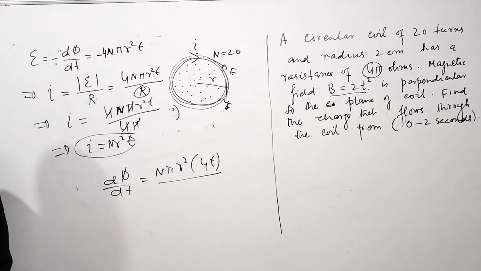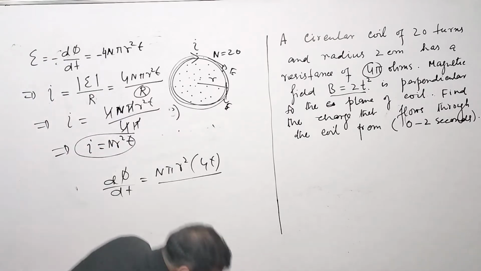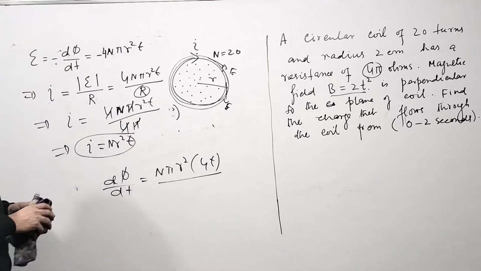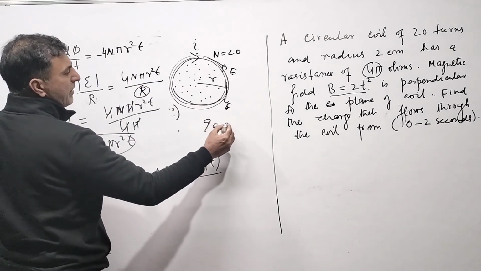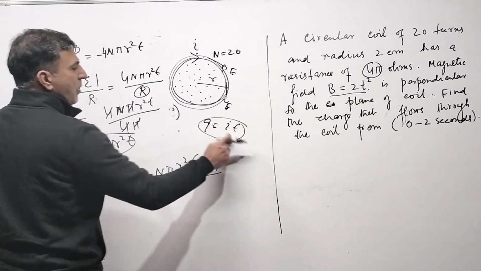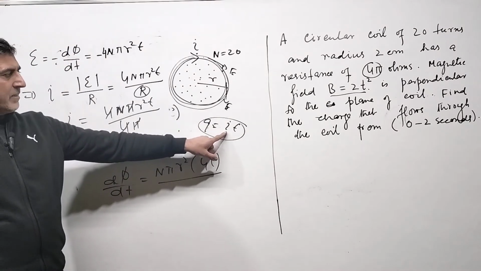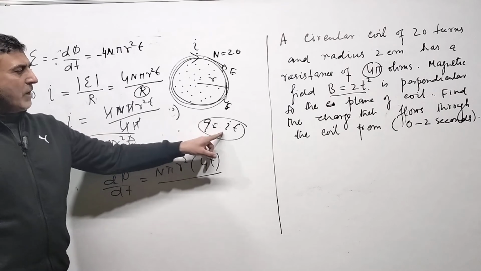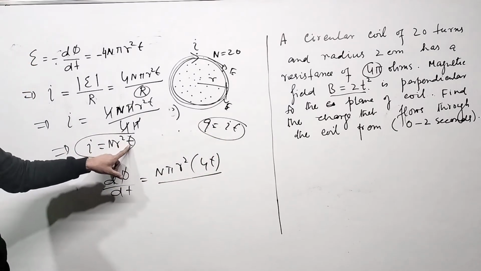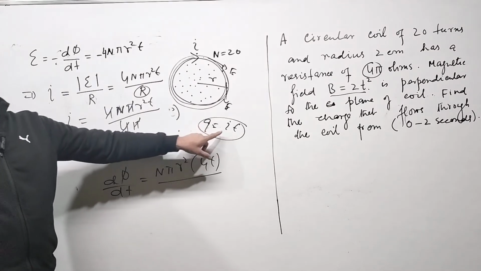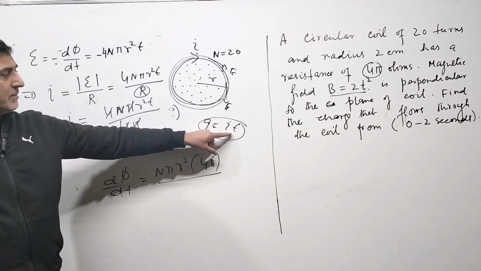This is the current. But here the current is varying in time. So in order to find the charge flowing through the circuit, you know Q is equal to current into time. That's the formula, but there the current should be constant in time. If current is not constant but depends on time, then this is not the formula that we can use. We have to use a formula based on calculus.